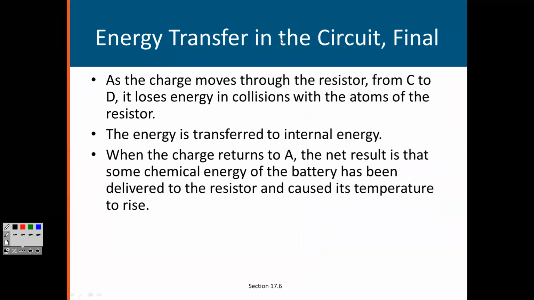As the charge moves through the resistor from C to D, it loses energy in collision with the atoms of the resistor. This energy is transferred to internal energy of the resistor. When the charge returns to A, that is the negative terminal of the battery, we can say the net result is some chemical energy of the battery has been delivered to the resistor and caused its temperature to rise. So as the internal energy of that resistor.